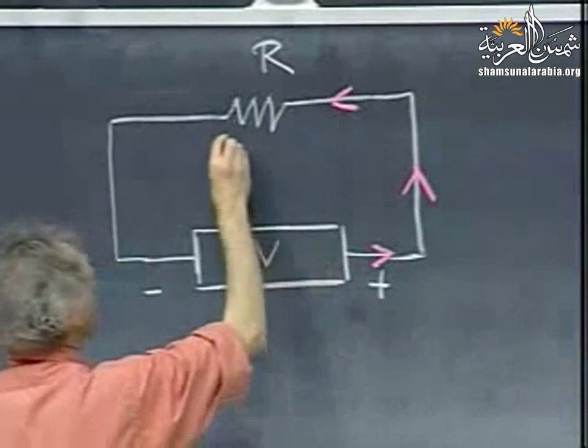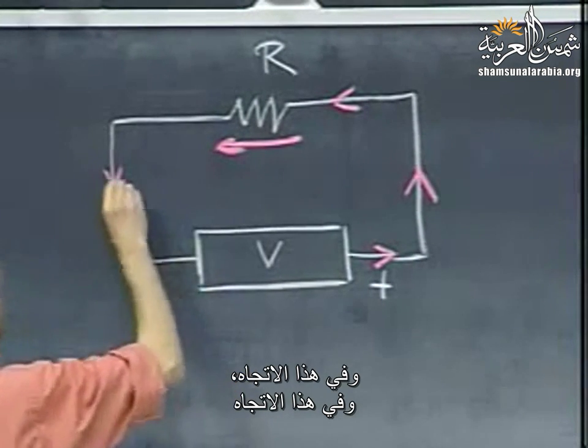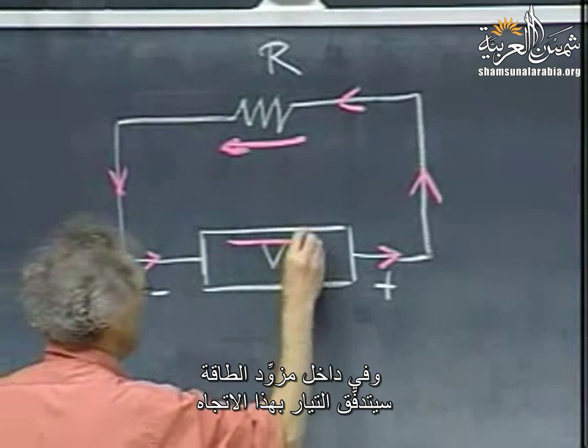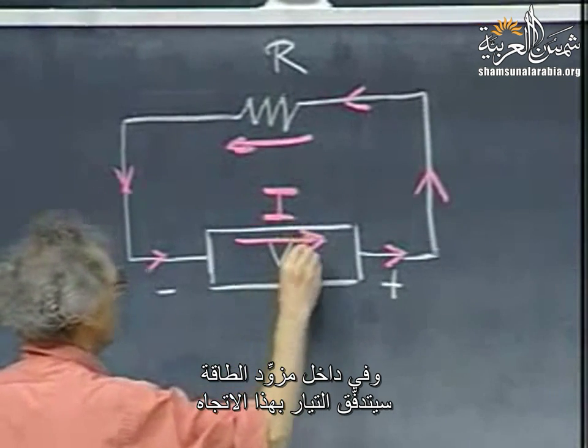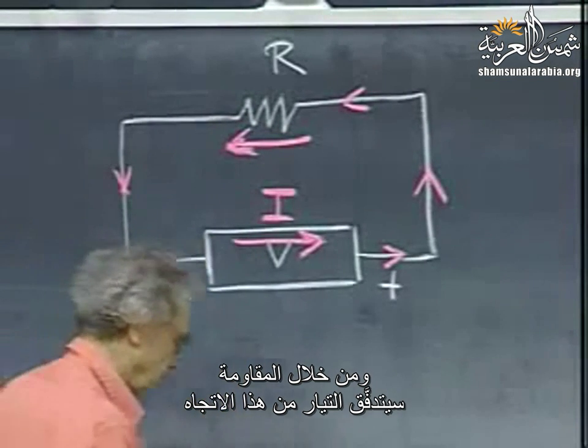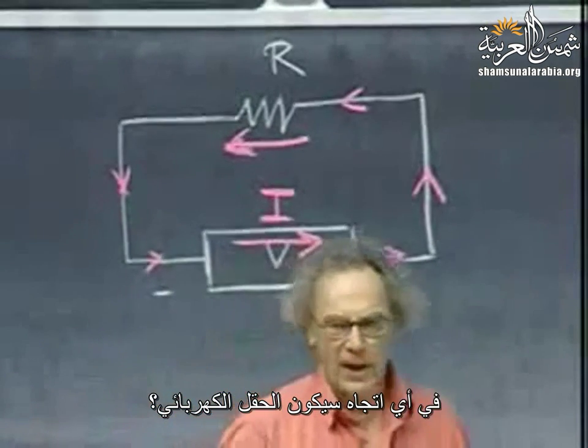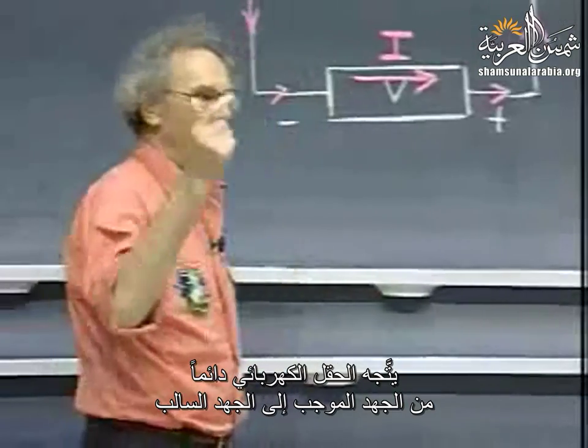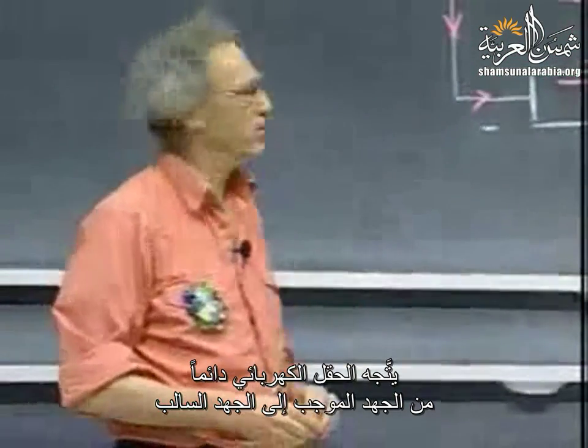direction, this direction, this direction. So in the power supply, the current flows in this direction. Through the resistance, the current flows in this direction. In what direction is the electric field? The electric field always runs from plus to minus potential.